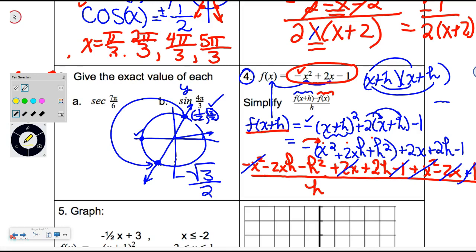Let's see if that'll go. Sorry, I'm trying to get a highlighter going here, but I think I have to do it with the red. I should have my finger activated as a highlighter.